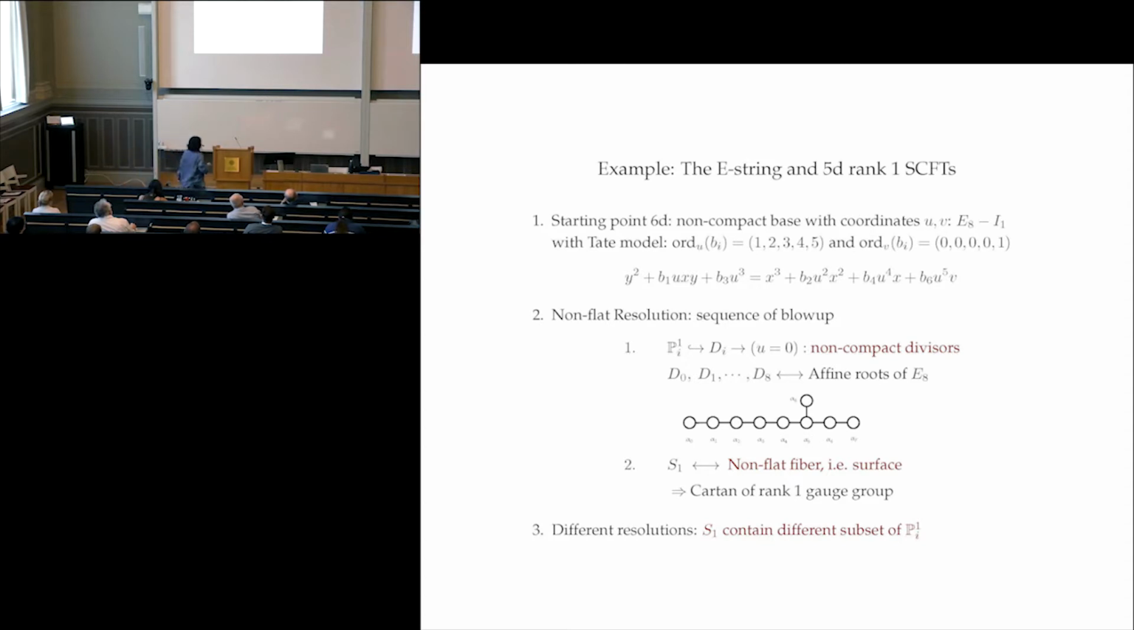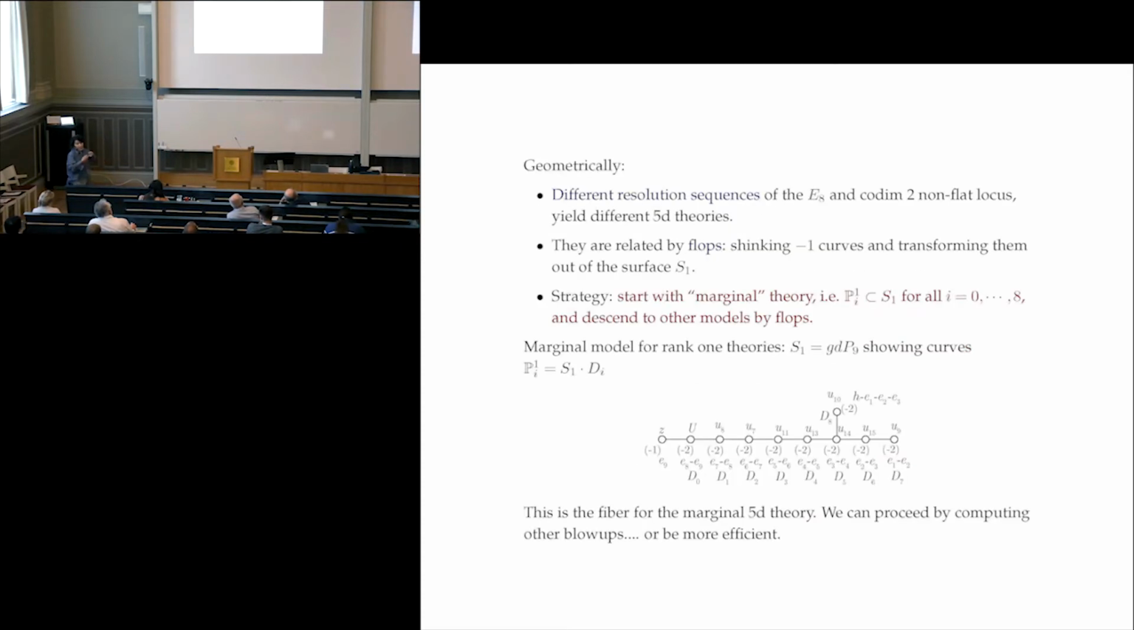Now different resolutions will make different P1s be contained inside the surface, and those will precisely correspond to different strongly coupled flavor symmetries. Different resolutions in particular we can think of as being related by flop transitions. So you can either do different blow-ups every time and see what kind of curves are contained in S, or you can also just start with one where everything is contained in the surface and then do flops and flop out the curves from the surface.